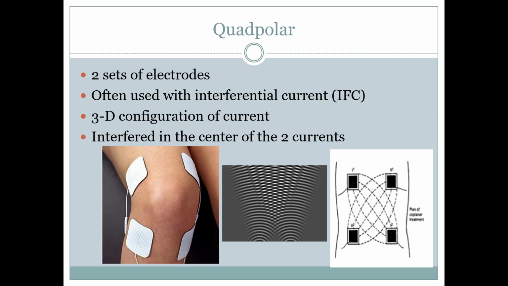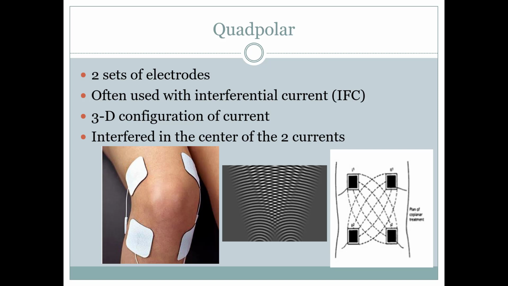A quadpolar electrode setup requires that there are two sets of electrodes that result in four equally active electrodes. This setup is commonly used with interferential or IFC treatment. IFC is one of the most common electrical stimulation techniques utilized in therapeutic clinics. With a quadpolar setup, it results in a three-dimensional configuration of a current.